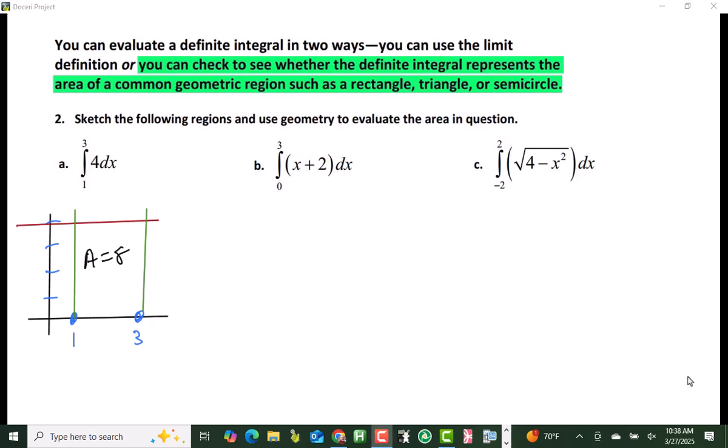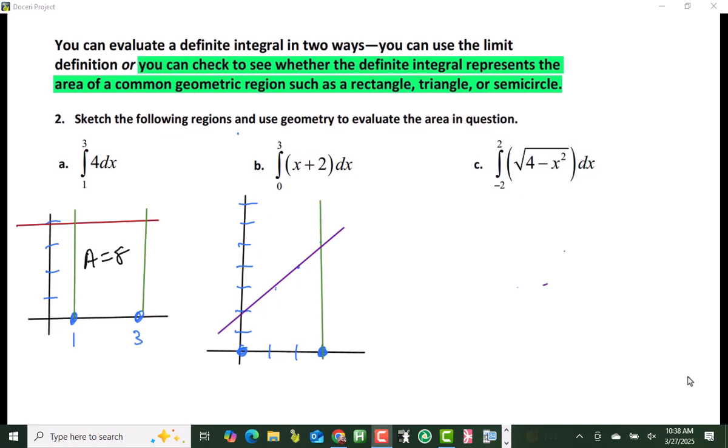Okay, look at this next one. I make my little sketch. We're going from 0 to 3, and that's just a straight line. And I could solve that like we did the first problem back there. I could say, I'm just going to divide that and put a triangle on top and a rectangle on the bottom. For the triangle, I know it's 1/2 base times height.